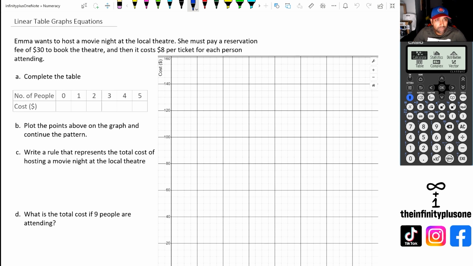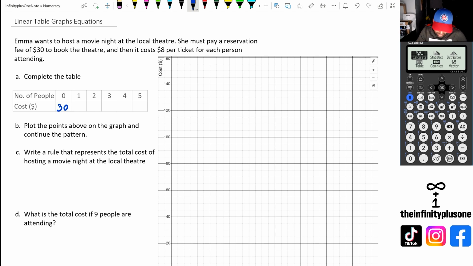The first thing it says is Emma wants to host a movie. She must pay a reservation of $30, and then it costs $8 for each person actually attending. If you think about number of people, when it's 0, she has to pay $30, because when she books it, she reserves it, it's going to be $30 regardless of whether anyone's coming or not. And then after that, it costs $8 per ticket.